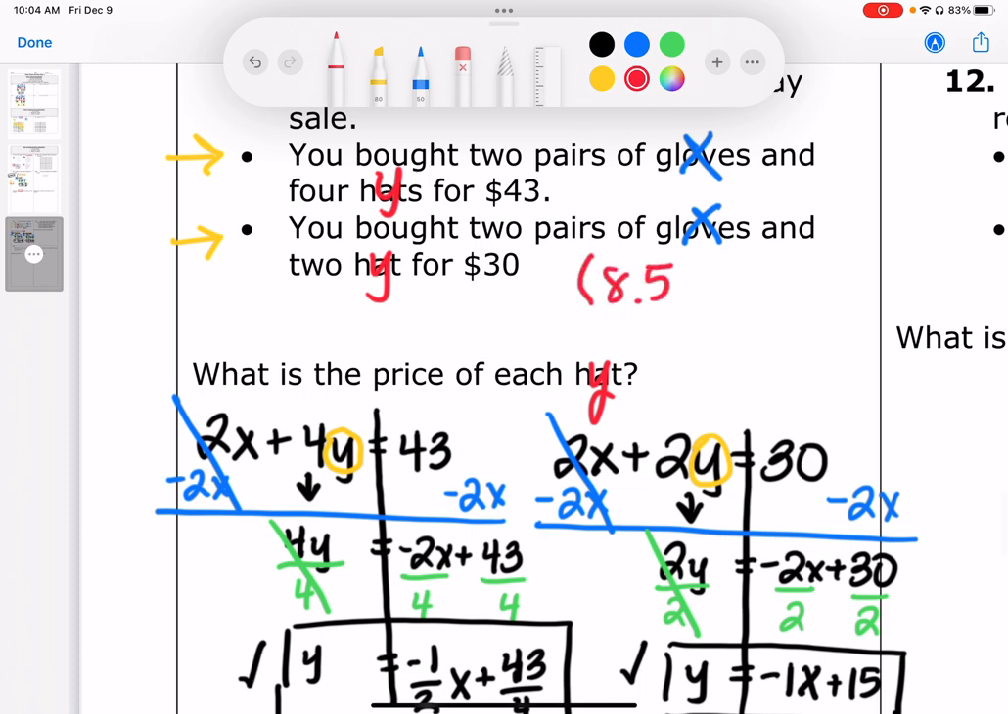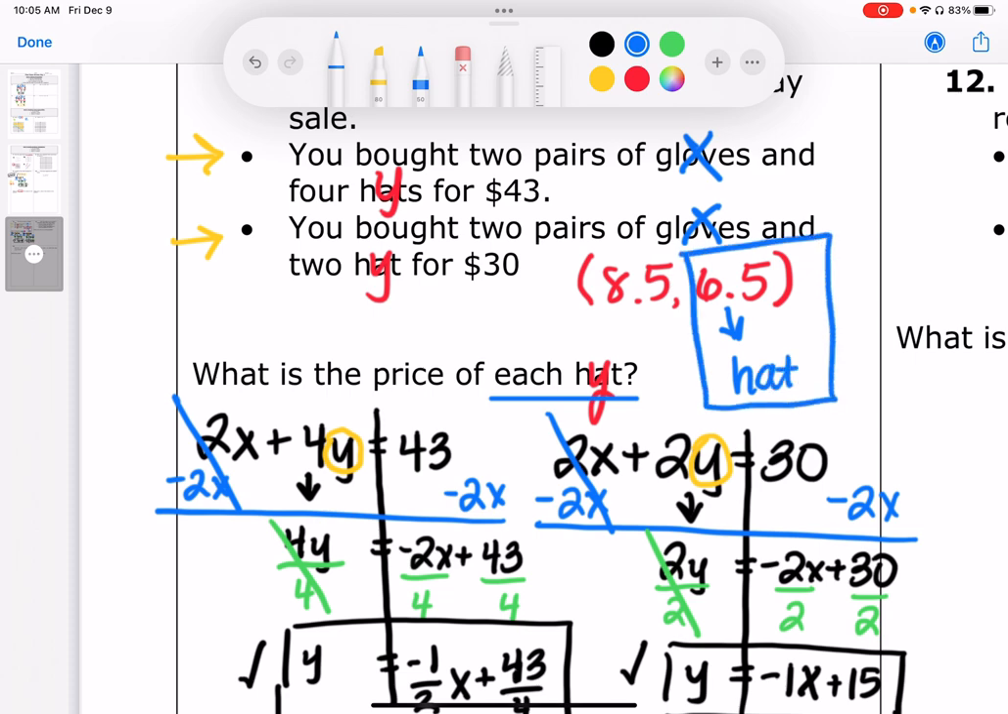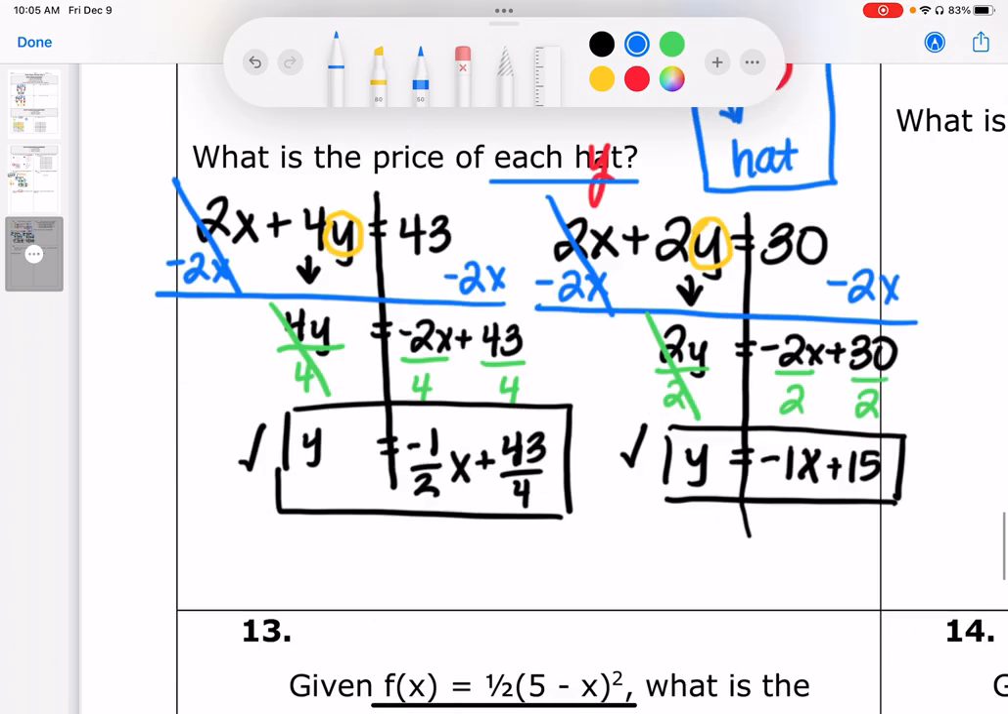So when I go to write my solution, I get 8.5, 6.5. But what they're asking me right here is what is the price of each hat, which is my y value. I identify that as my y, which means my y value is 6.5. So each hat costs $6.50.